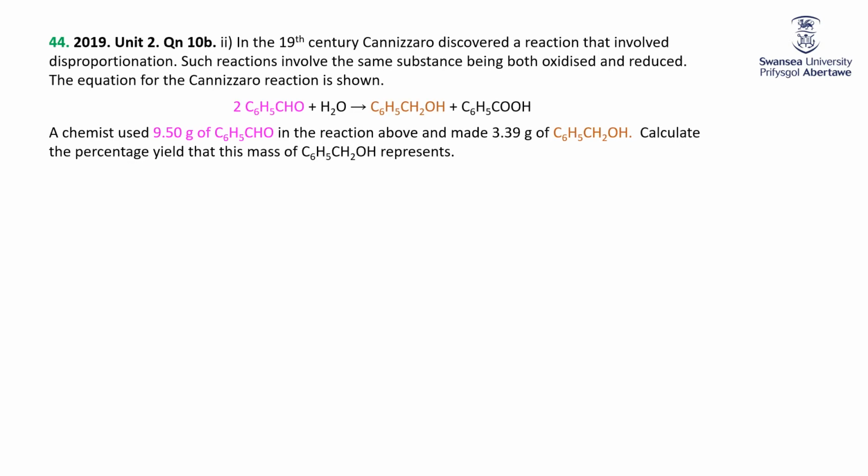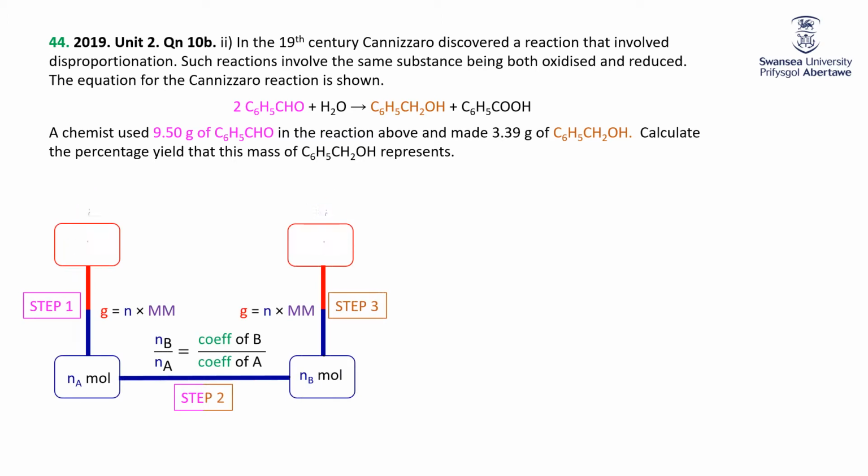So let's look at what we're dealing with here. We used 9.5 grams of this. We made this. Right now we don't care about the fact we made 3.39 grams because that's what we actually made. What we want to calculate first is how much could we have made. Anytime you're doing a percent yield calculation, you need the theoretical yield, and unless they give you the theoretical yield straight out, then you need to calculate it with a roadmap process.